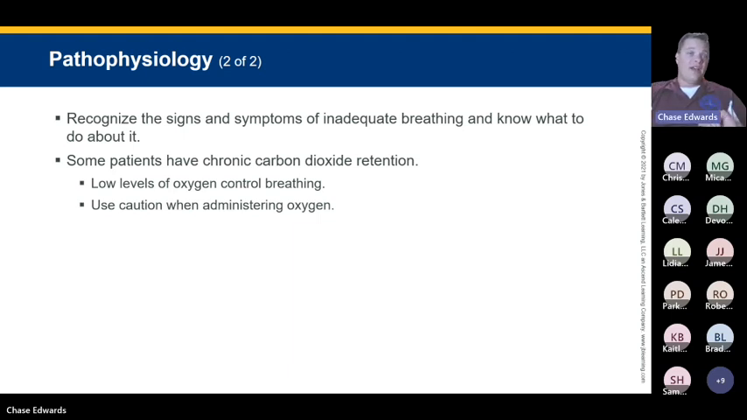So the brain, for those number of years, will gradually accommodate the high levels of carbon dioxide, and then it uses a backup system. All right, it kicks into the backup system. And what that does is it controls the breathing based on low levels of oxygen, what we call a hypoxic drive. So with these patients, you want to make sure that you use caution when administering oxygen. So right off the bat, the EMRs or anybody that studied, all right, let's name one big patient condition that relies on a hypoxic drive a lot of times?